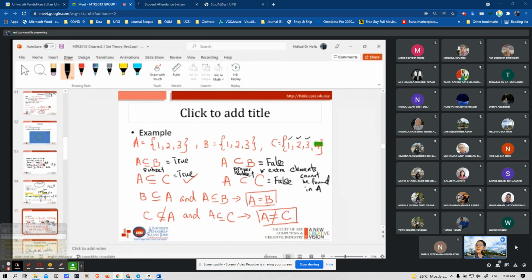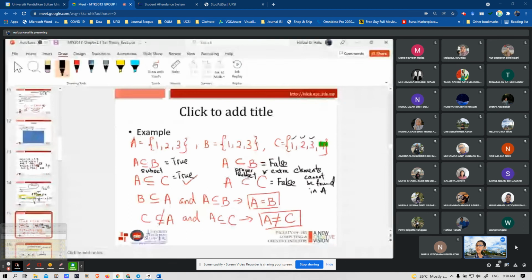Okay, this one is another example. We have A subset of B, true. Is A a subset of C? True. Is A a proper subset of B? False. Is A a proper subset of C? False. Element cannot be found in A.